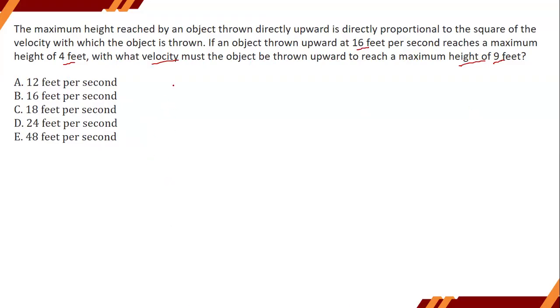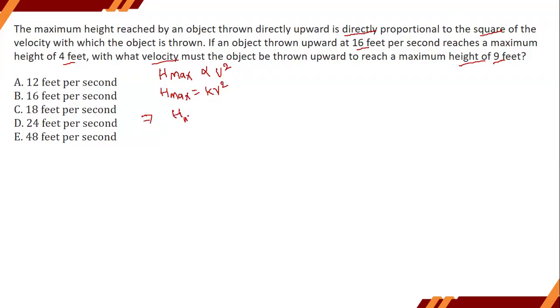That maximum height is directly proportional to the square of the velocity, right? Now, very important that you should be aware of these words, directly, and then a square. It is not only the velocity, it is directly proportional to a square of the velocity. So that means you can write it as maximum height is equal to k times v squared, right? So this gives us the ratio of the two remains constant.